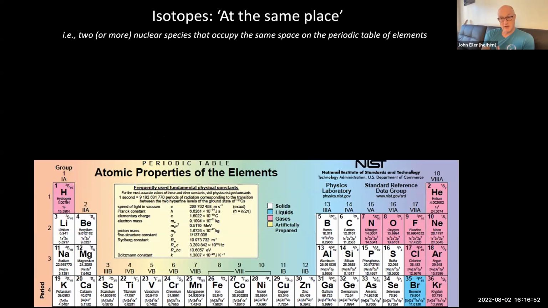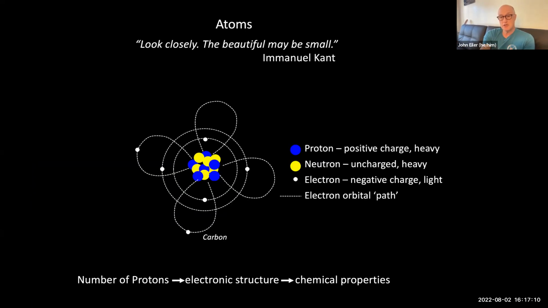The periodic table of elements is basically organized according to electronic structure and therefore chemical behavior. That electronic structure reflects the number of protons in the nucleus, and that's really the only information that you care about for normal chemistry. The neutrons, which do not contribute to charge, don't really contribute to the electronic structure. They're sort of irrelevant.